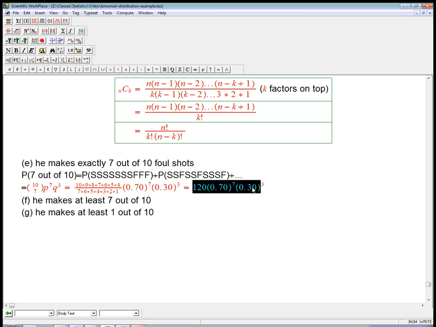Okay, and then certainly I want a calculator for this part. So about 27% of the time. So notice that this is not a guarantee. Even though he's a 70% foul shooter, it's definitely not a certainty that he will make exactly sort of the expected number of foul shots, 7 out of 10. It's actually only a little over a quarter of the possibilities, because he could make 8 or 6. Those are pretty likely, and of course he could make a small or a big number as well.